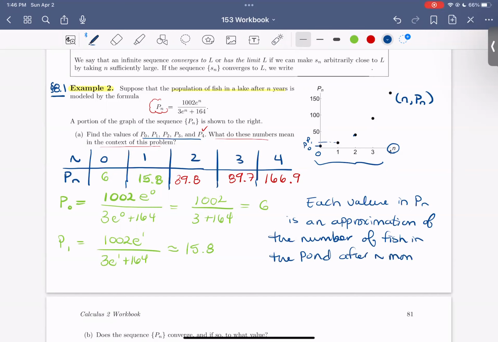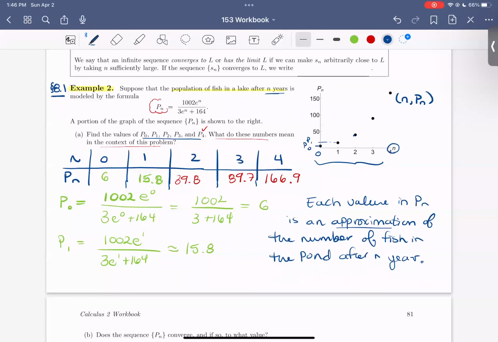Oh, does it say months or is it years? Let's look back. What is n? Years. So this should be n years. Fish don't grow that fast in this pond, I guess. But again, the focus here is that this sequence approximates the number of fish in this pond.